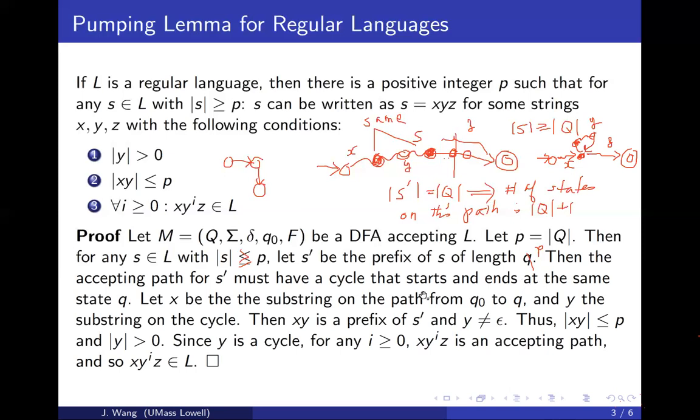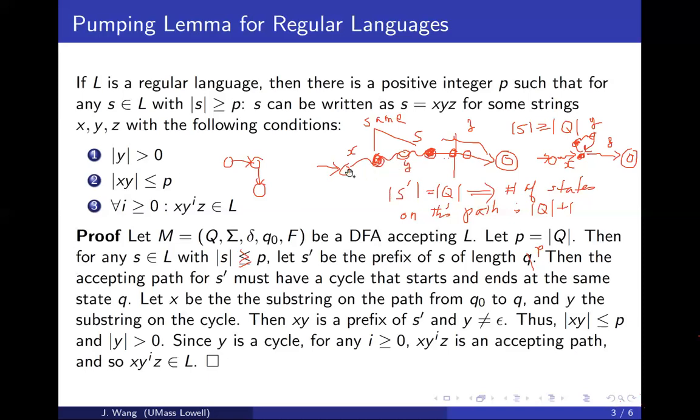So let this portion be x. That means from the initial state to the first repeated state. And y is the substring on the cycle. Then xy is a prefix of S prime, and y is not empty because of these two states. There is something in between you have to read, and because this is a DFA, you have to read something to end up at this state.